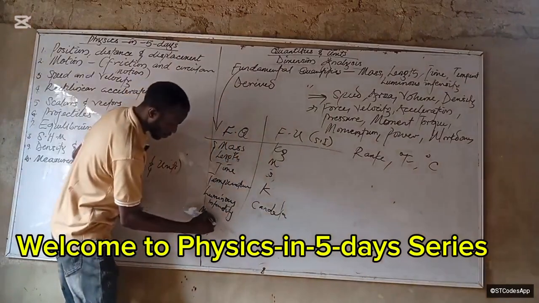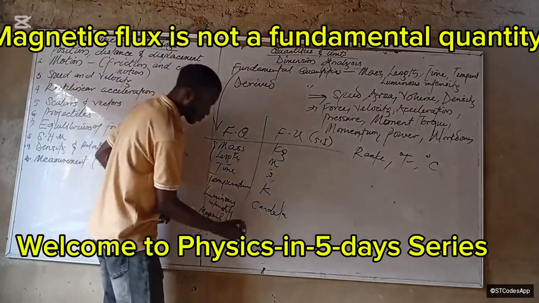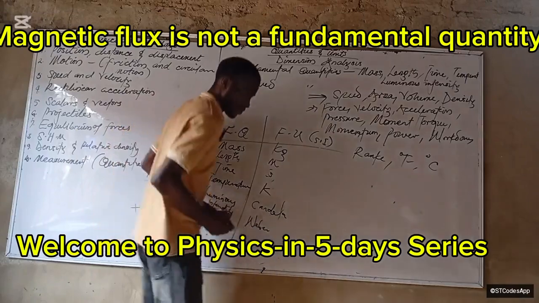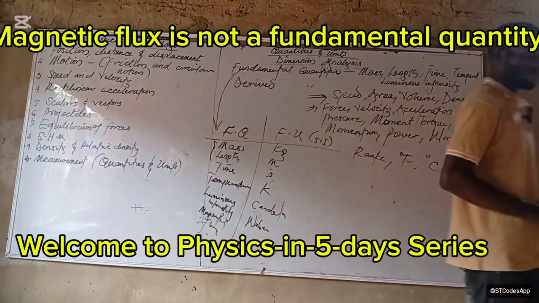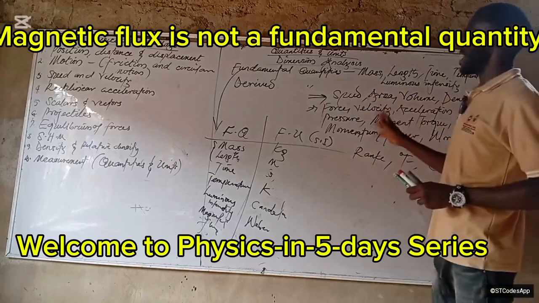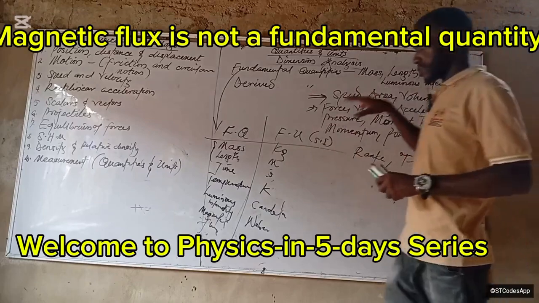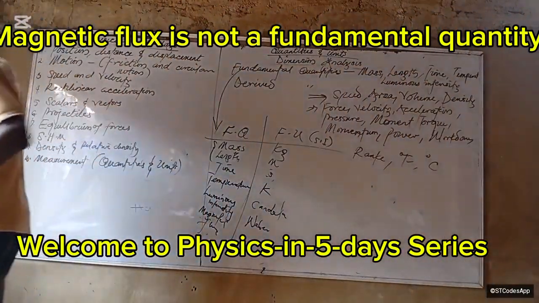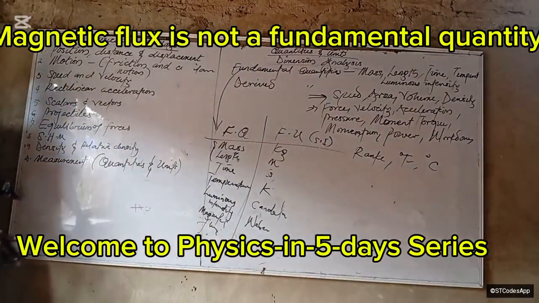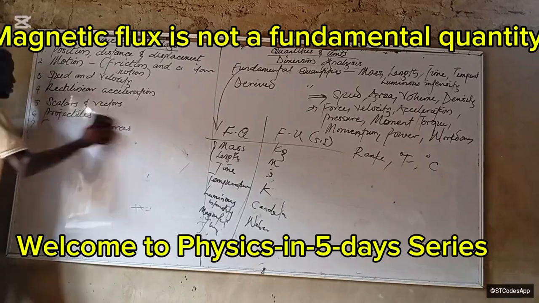And we have other ones such as density, which is mass over volume. We have force, which is mass and acceleration. Then we have velocity. And we said the difference between speed and velocity is that speed is scalar, so it is distance over time, while velocity is vector, which is displacement over time. Displacement is a vector quantity, while distance and speed are scalar quantities.